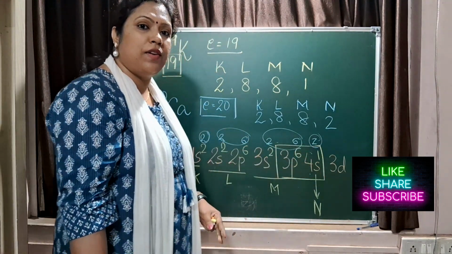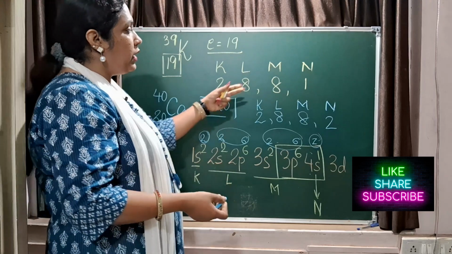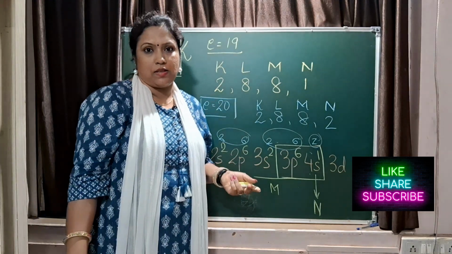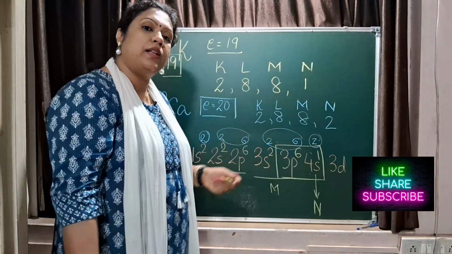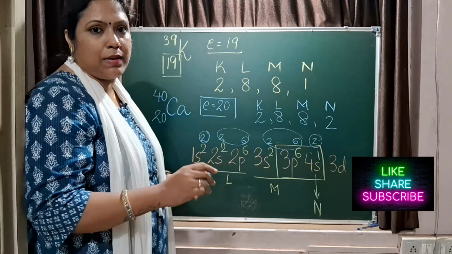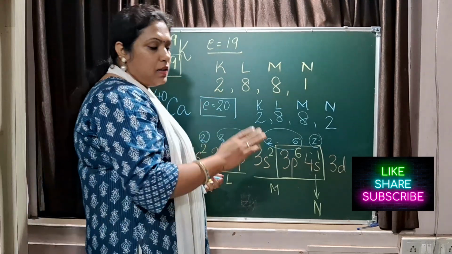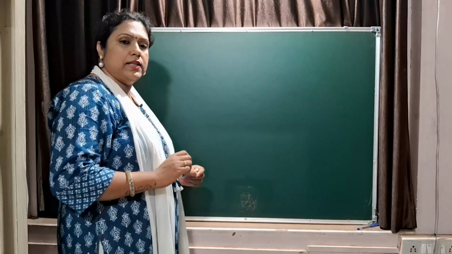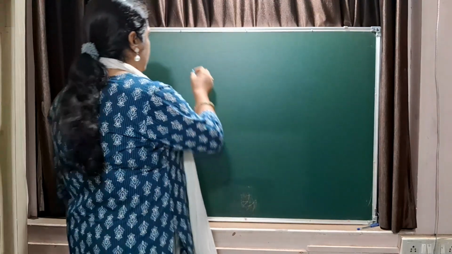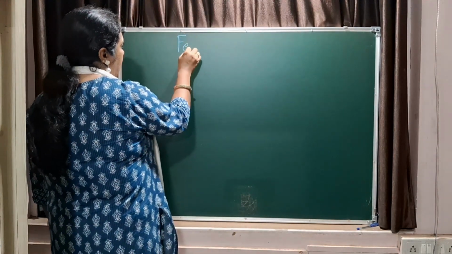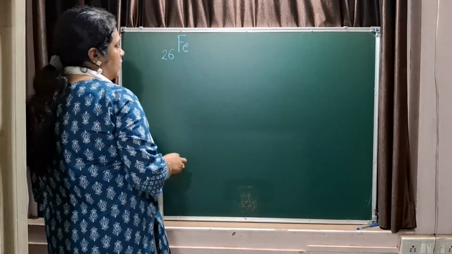Is that clear? Now this also explains variable valency, right? Because we cannot explain variable valency using only the electronic configuration of 2, 8, 8, right? So this can explain the variable valency. I will just give one example and I will wind up. Let me clear the board first. Now let us take an example of iron. Fe, atomic number is 26.